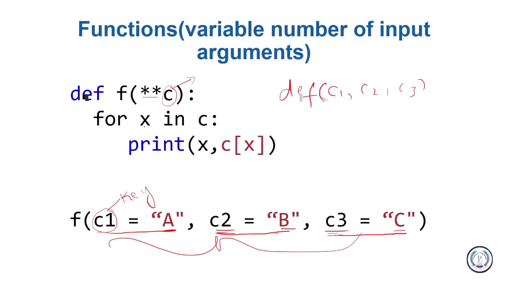Now this double star means you are receiving a key value pair list. It's a list of key value pairs. We will see that it resembles a data structure in Python called a dictionary. We will see dictionary later on in detail, but right now just consider that this input variable C contains a list of key value pairs. And then you can just iterate over this C. You can just apply a for loop to check the contents of this.